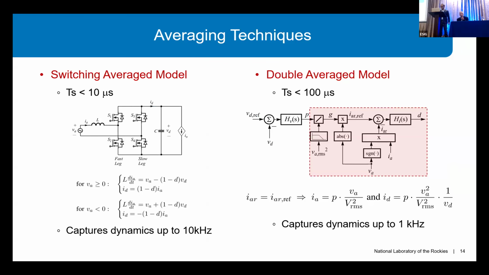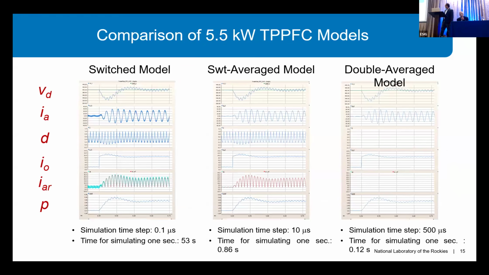I'll skip this slide, which is just about how we developed this double averaging technique. But this is what the response looks like: the switch model operating at a 0.1 microsecond time step, the switching average model with a time step of 10 microseconds, and the double average model with a time step of 500 microseconds. As you can see, there is a big improvement in simulation time.